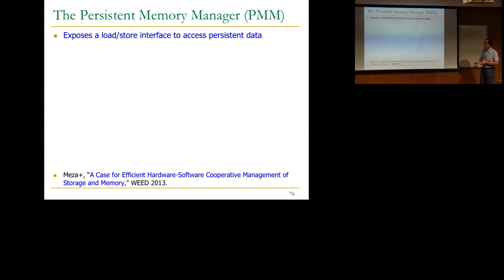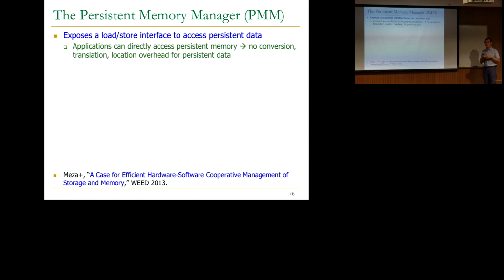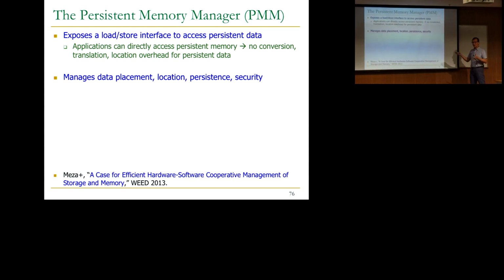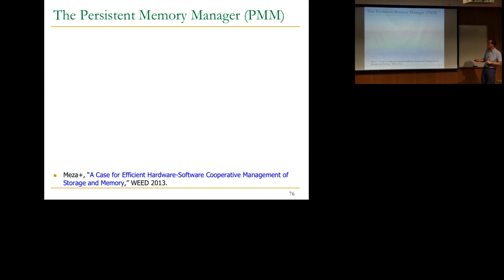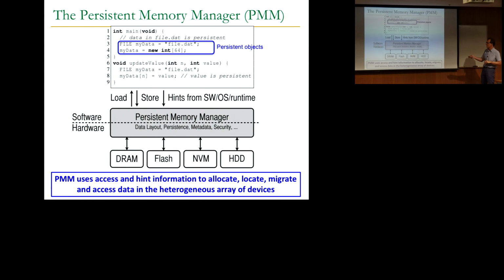So what does it do? Basically, it exposes a load store interface to access persistent data. Applications can directly access persistent memory. There's no conversion, translation, or location overhead for persistent data. You don't move it from the disk to DRAM and then adjust all of those mappings to be able to locate your data and then move it back and ensure persistence. It manages data placement, location, persistence, and security. That's a lot. We don't know exactly how to do all of that, at least at very fast latencies. The latency now needs to be very fast over here.